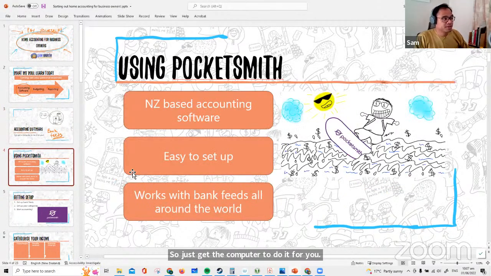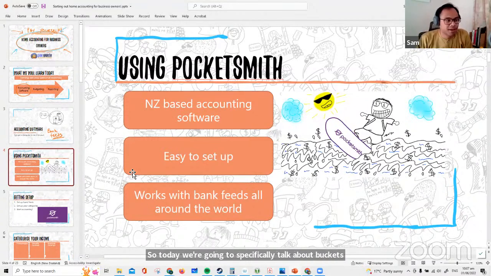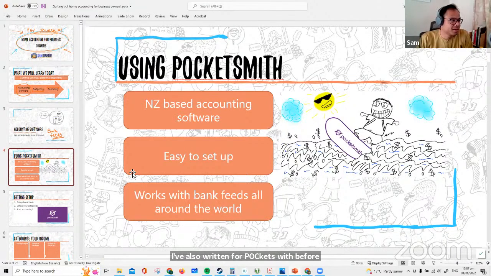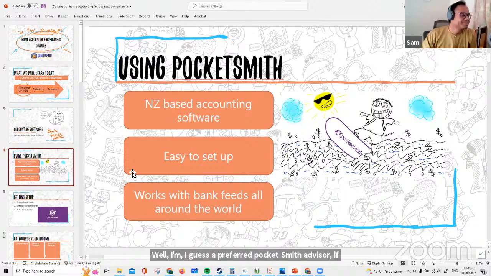So today we're going to specifically talk about PocketSmith. Now, I really like PocketSmith because I've used PocketSmith for the past 8 years now. It served me very well back when I was an employee, and it still continues to serve me very well now that I'm a business owner. I've also written for PocketSmith before, and I'm, I guess, a preferred PocketSmith advisor, if there is such a thing.